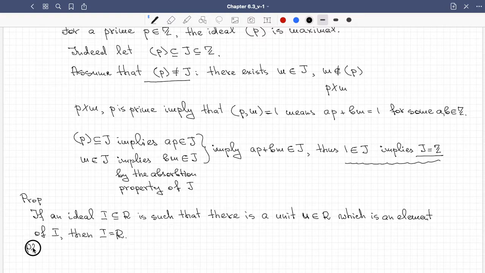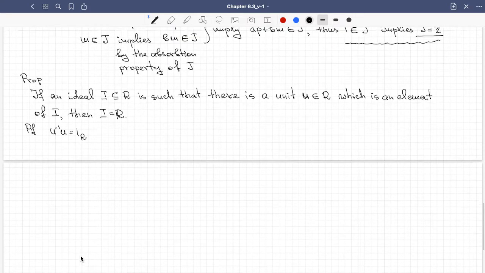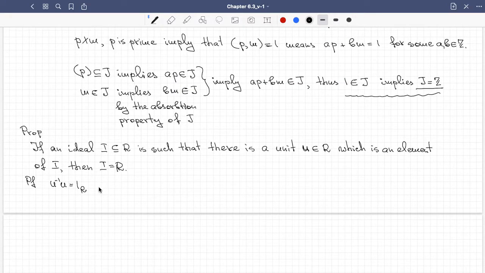The proof is more or less immediate. A unit is invertible, so by definition of unit, there exists u inverse. So u inverse times u is the identity in the ring. At the same time, u inverse times u belongs to I by the absorption property.